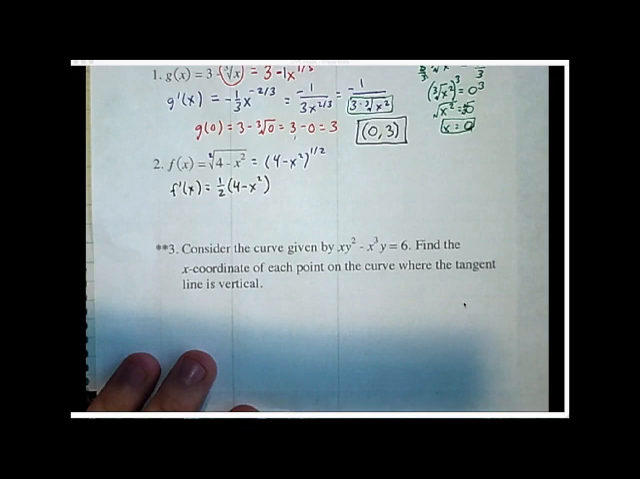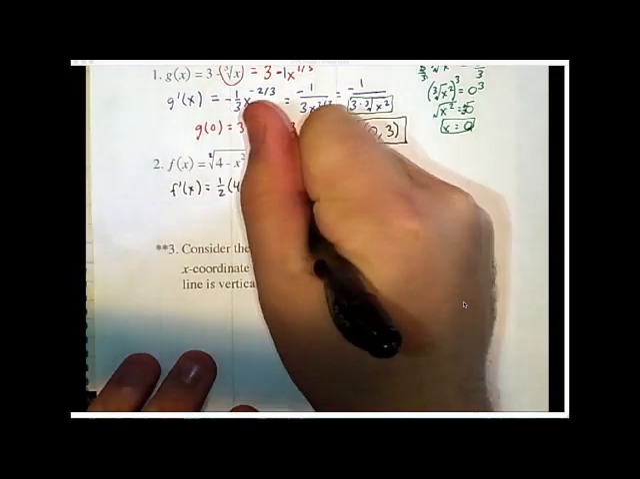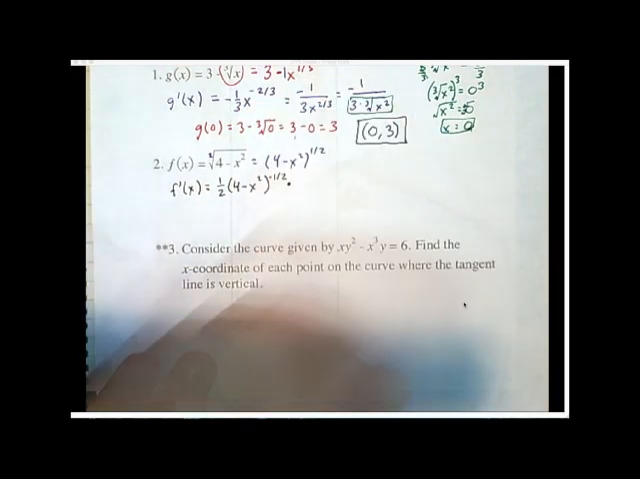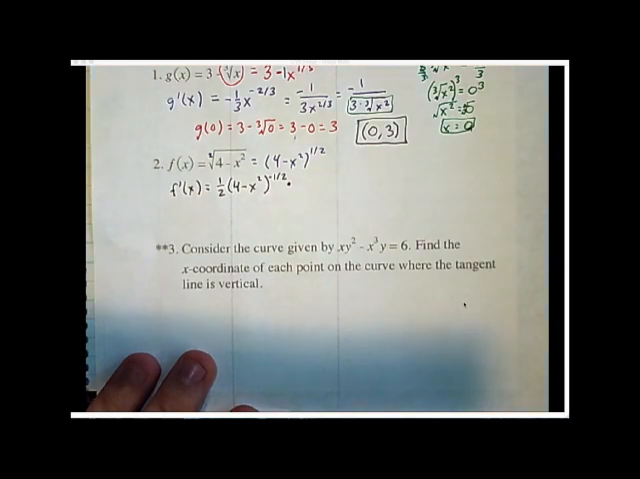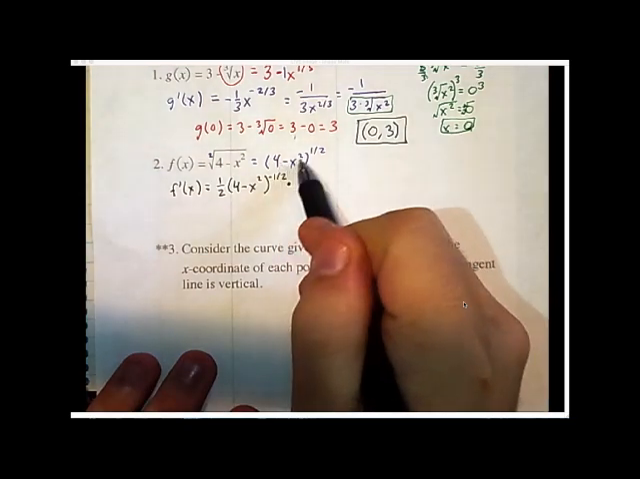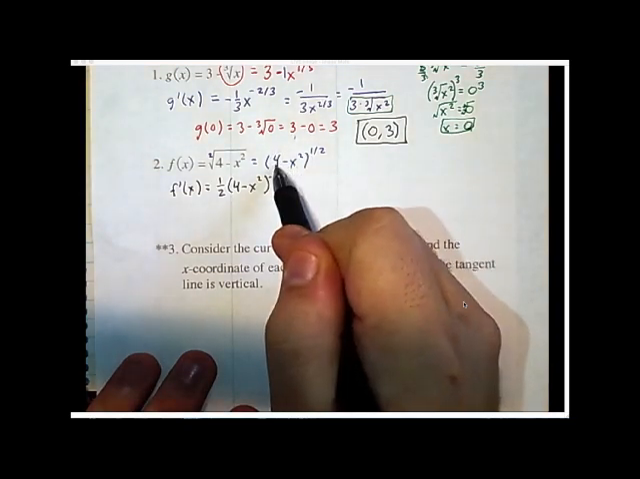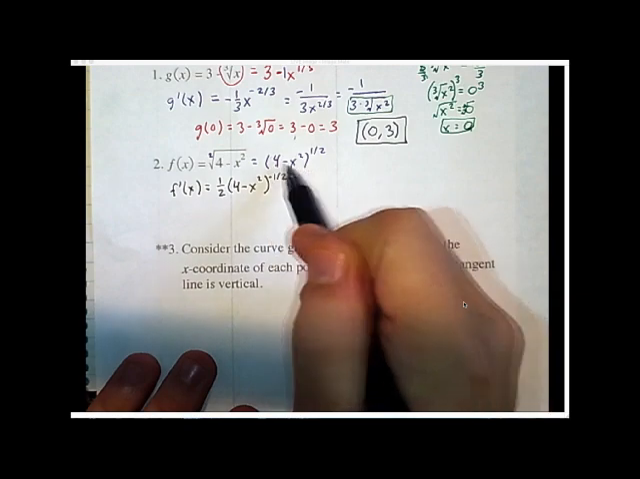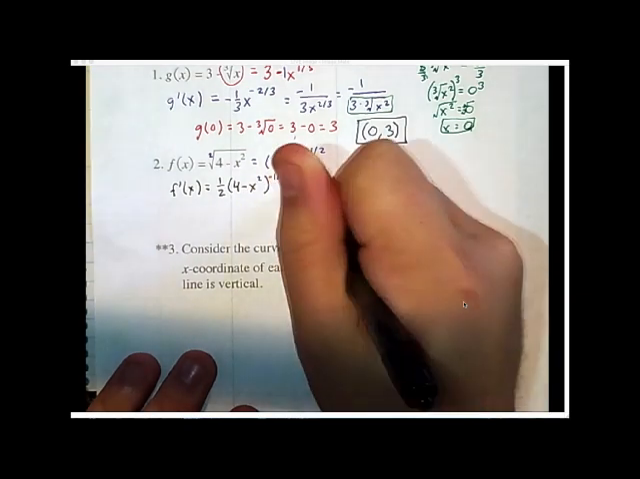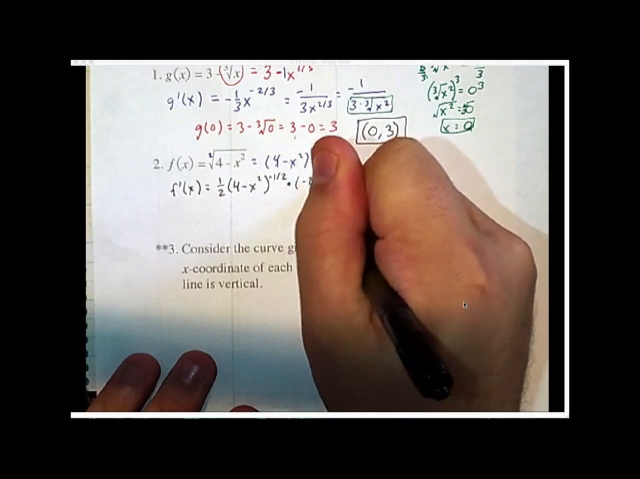I would reduce the power by 1. But now I have to multiply times the derivative of that parenthesis. So the derivative of 4 minus x squared: derivative of 4 is 0, and the derivative of negative x squared is negative 2x.